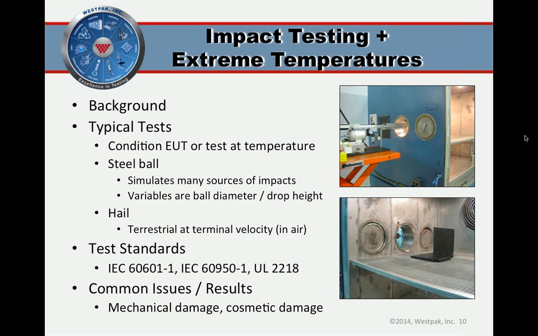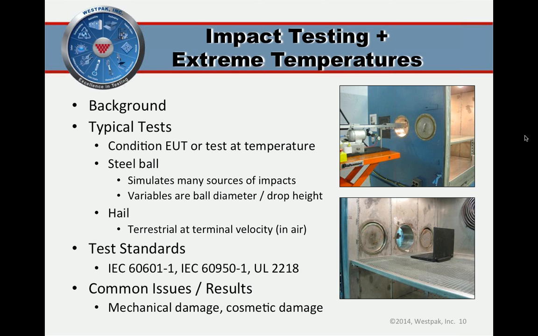There are two general approaches to the impact itself. A steel ball is a common source for a general impact. It's unlikely a steel ball bearing is going to drop on your product, but it simulates well kind of any general impact. Variables there are the ball diameter, which is generally 1 to 2 inches, and a drop height. Typical is about 51 inches with a 2-inch steel ball, and that all varies on your application and what you're trying to do. The hail impact test is actually simulating a real-world environment.